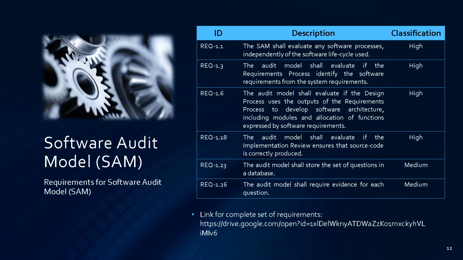Requirement 1.18 is related to the necessity of evaluating if the implementation review ensured that the source code is correctly produced based on the software requirement and design. Requirement 1.23 is related to the necessity of having a question database where the questions used to customize a checklist are stored. Requirement 1.26 defines that during the audit execution, all questions selected must require their related evidence.